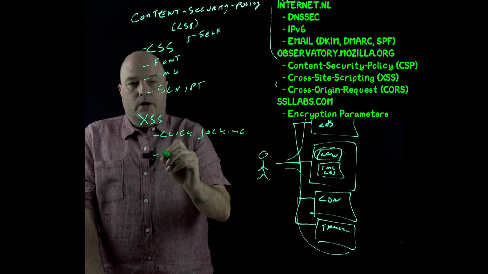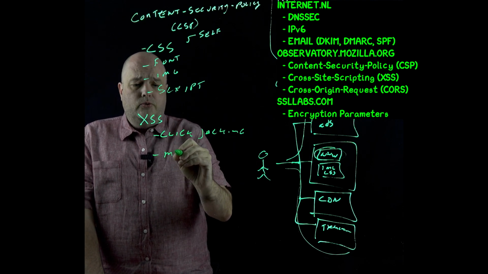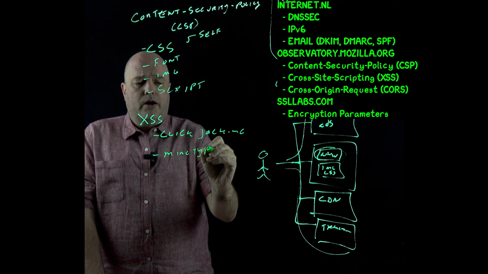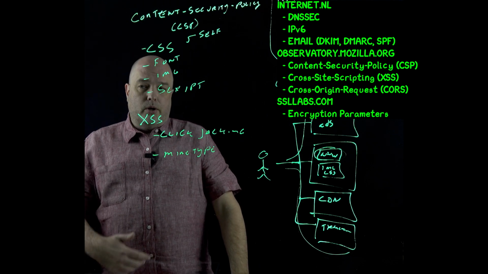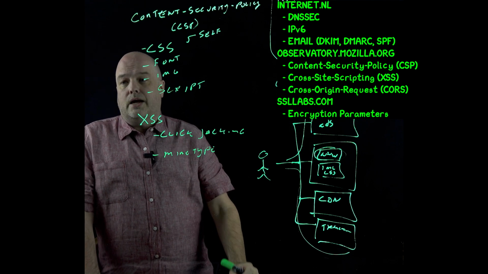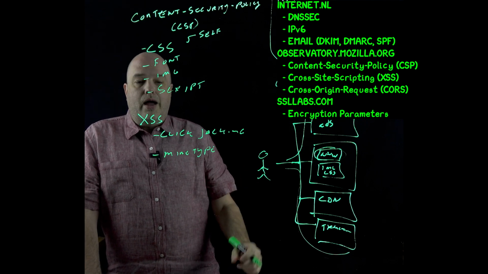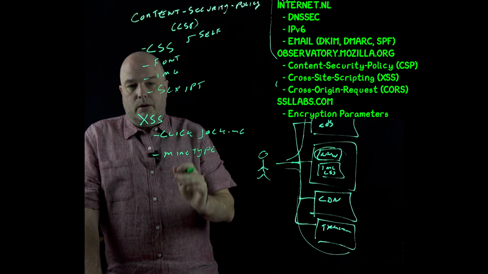There's also MIME type issues. So MIME type is the type of a document. So somebody sends you a CSV, and then you open it, and it's opened by Excel, and something bad happens, or they lie about what it is. This is where this type of protection comes in.